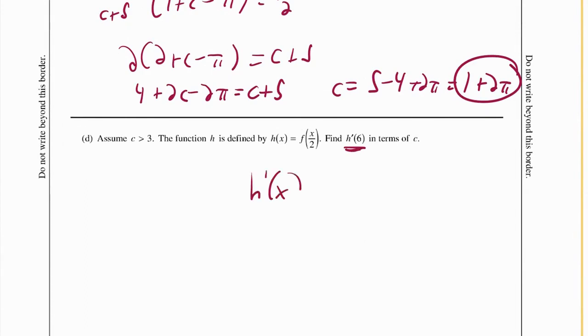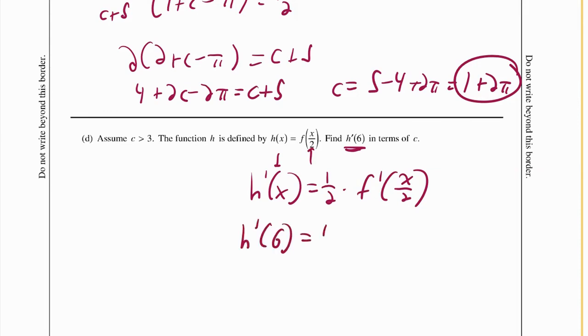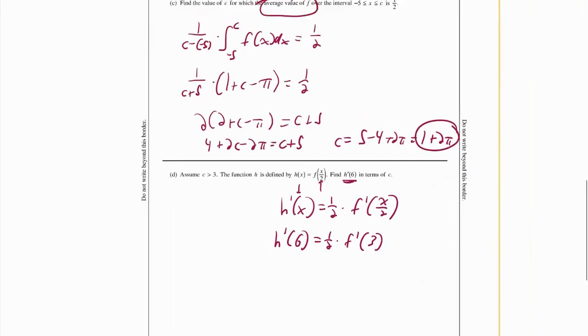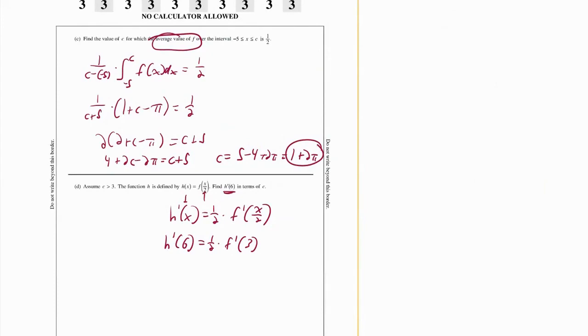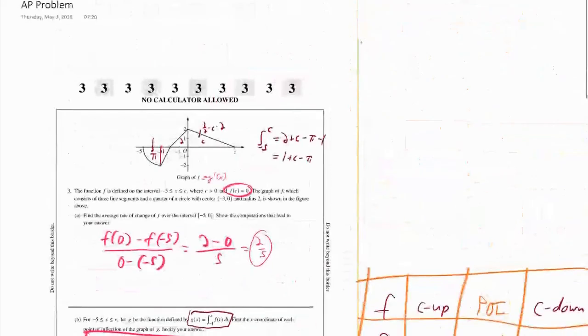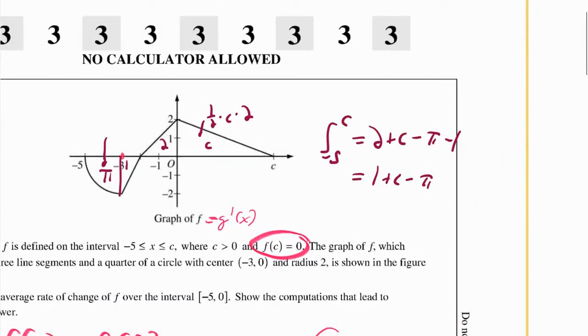We know that h prime of x is equal to, chain rule, the derivative of this is 1/2 times the derivative of the outer would be f prime of x over 2. Then we substitute h prime of 6, which it's asking for, is equal to 1/2 times f prime of 6 over 2 is 3. Well, what is f prime of 3? Go back up here. F prime of 3, remember it says that c is greater than 3, so f prime of 3 is somewhere in here.